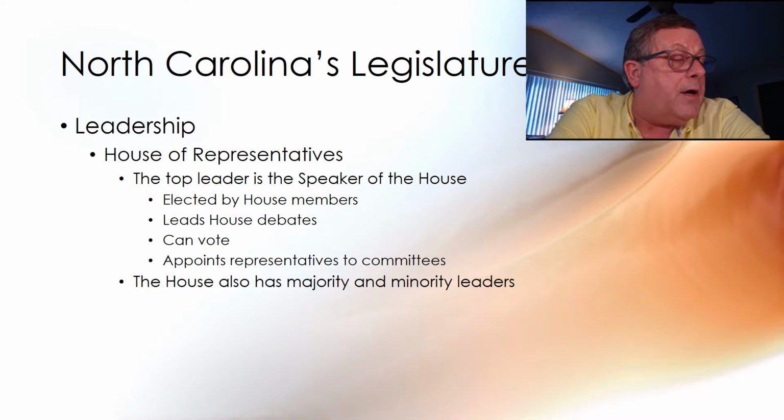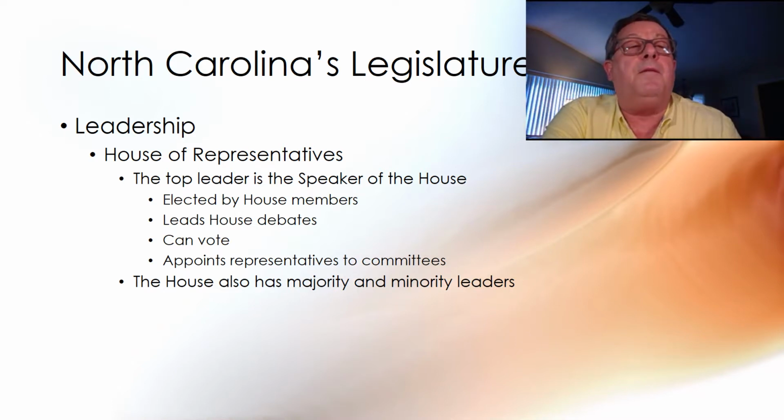Now, in Cumberland County, just in case you want to know, our House of Representatives members from Cumberland County are Marvin Lucas, Elmer Floyd, Billy Richardson, and John Szoka. And in the Senate, we have two senators, Wesley Meredith and Ben Clark.